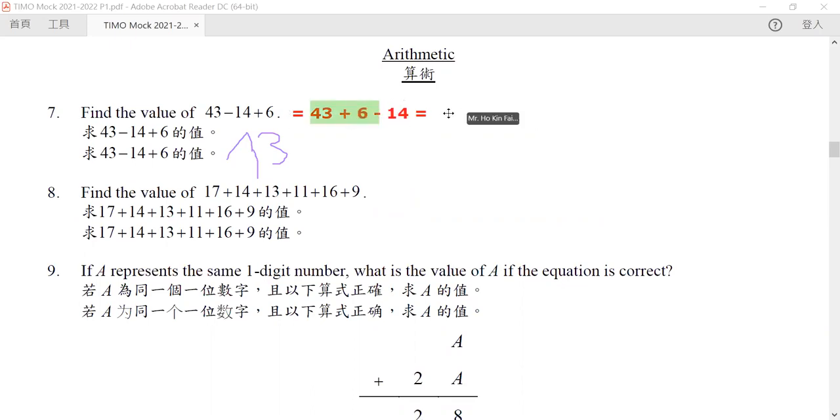So 43 plus 6. What is the answer? The answer will be equal to 49. So hence it will be 49 minus 14. Now this is much simpler because we can subtract by digits. 9 can be subtracted by 4, and our 4 can be subtracted by 1. So our answer will be 35, because 4 minus 1 gives 3 in the tens place.